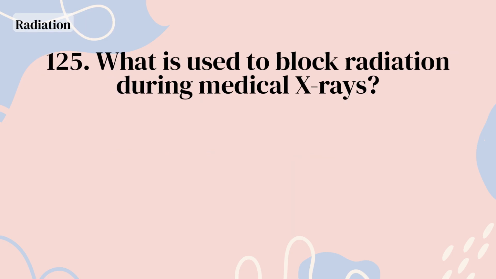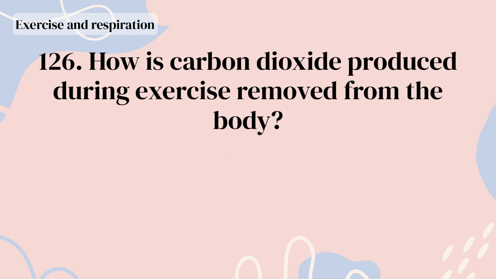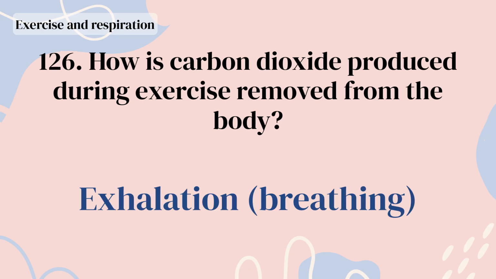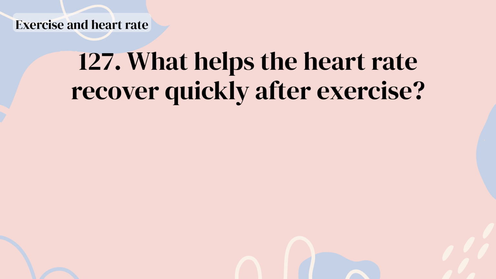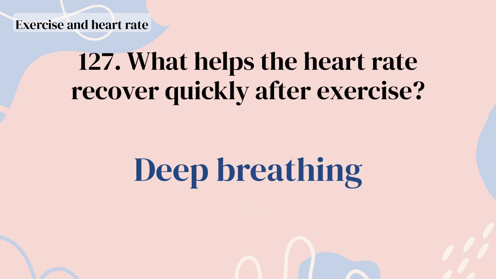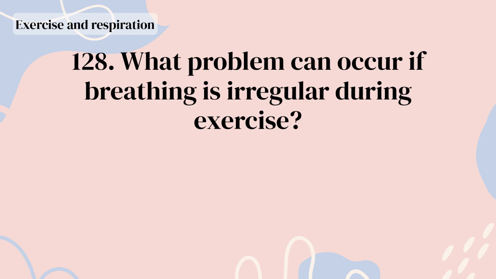What function does a robot need to avoid objects or change direction? Obstacle avoidance. What is used to block radiation during medical X-rays? Lead apron. How is carbon dioxide produced during exercise removed from the body? Exhalation, breathing. What helps the heart rate recover quickly after exercise? Deep breathing.